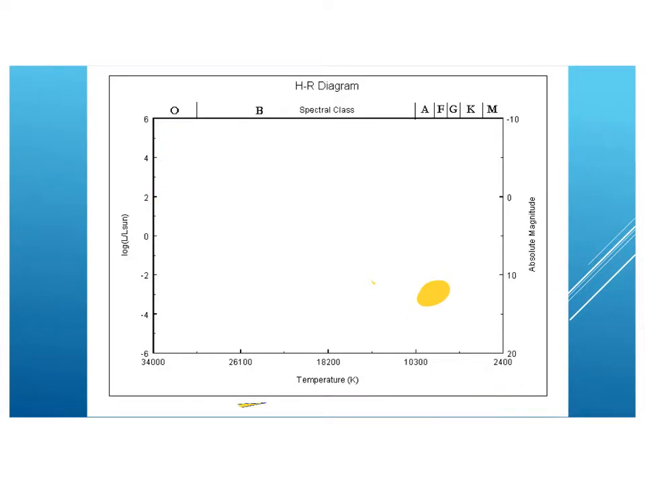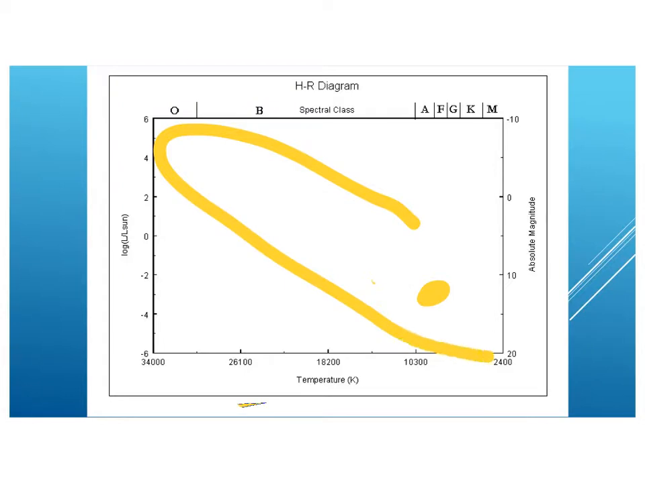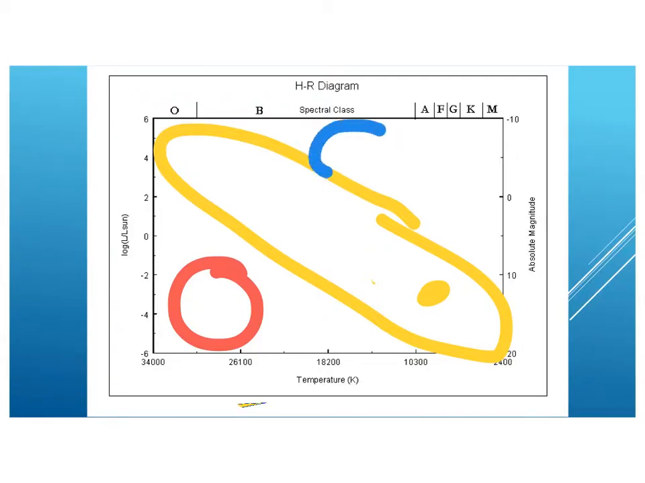What we end up having is a region where most stars fall. We call this our main sequence. We end up having a region right here of white dwarfs. We end up having a region up here of hypergiants and supergiants. And then we have another region right here of red giants. And this is generally the way that any HR diagram would look, broken up into these regions based on luminosity and temperature.